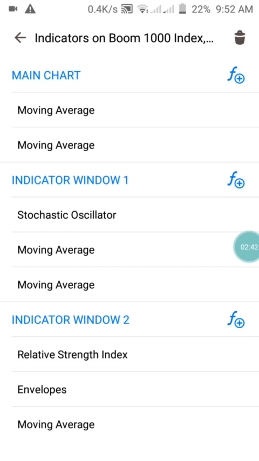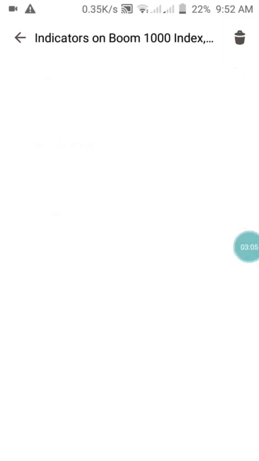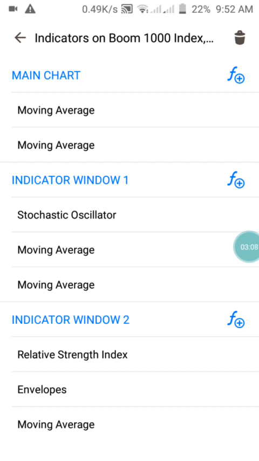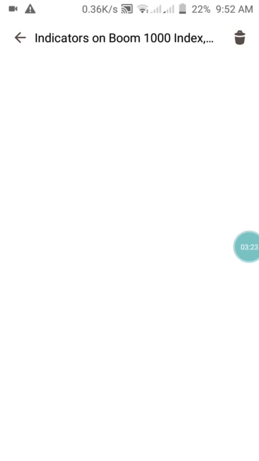Then we move to the second one, which is our envelope. We have the period of 75, the shift of 0, the deviation to be 0.900, the method simple, and apply to close. We have two colors, upper band and lower band, which you set the way I have it here. Then you press done. Now let's check the last indicator, which is the moving average. We have the period of 1, the shift of 0, method simple, apply to close, and red as our color. Then you can press done.